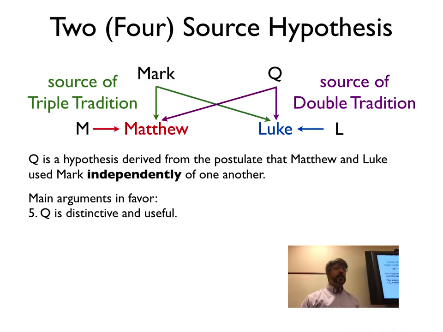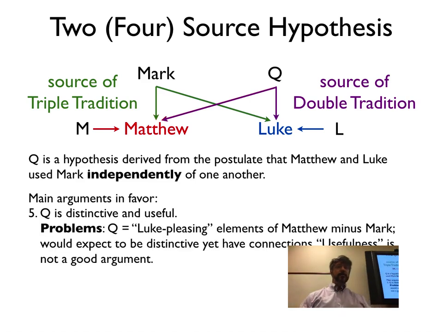The fifth argument is that Q is distinctive and useful. Well, the problem with that: Q is the Luke-pleasing elements of Matthew minus Mark. So you would expect it to be kind of distinctive and have some coherence and unity, because it's what Luke saw in Matthew's independent tradition that he wanted to bring over. At the same time, usefulness is not a good argument. Just because something is useful doesn't mean it's true. Right? We'll see this when we get to historical Jesus work.